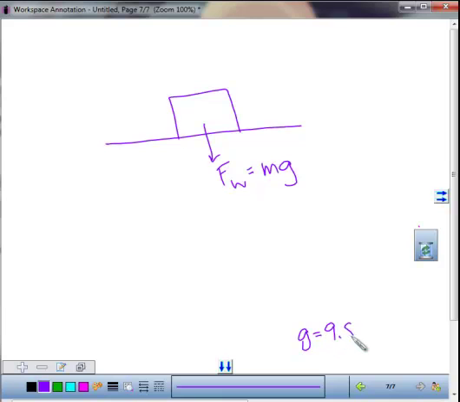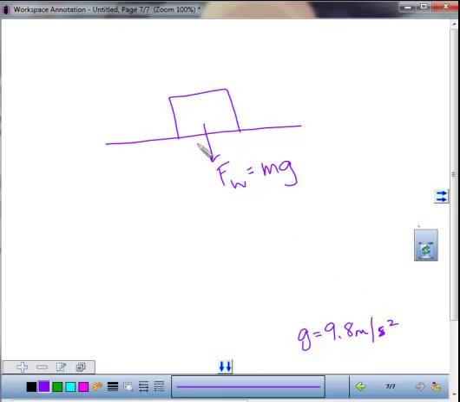Okay, we're going to talk about forces on a horizontal plane. On a horizontal plane, you always have four main forces. You have the force of weight, which is always pulling you down, and that's equal to the mass of the object times gravity, which is 9.8. So gravity equals 9.8 meters per second squared. And that's an s, not an 8.